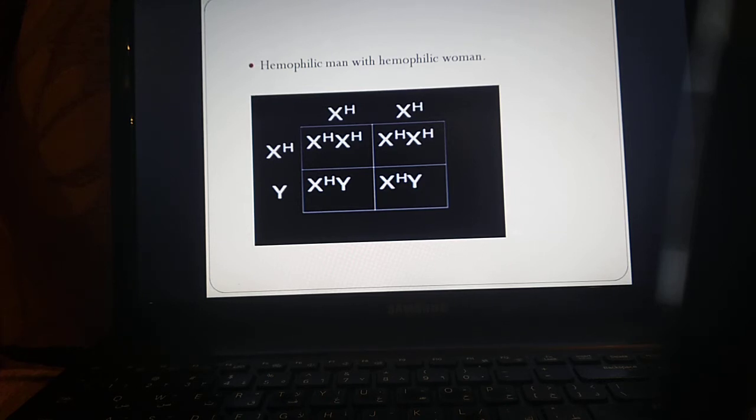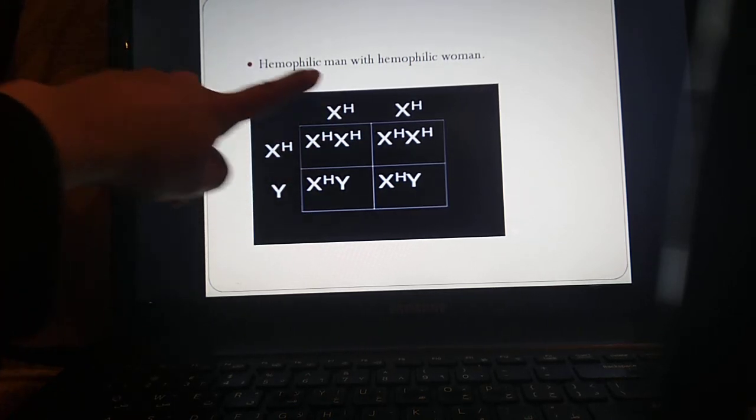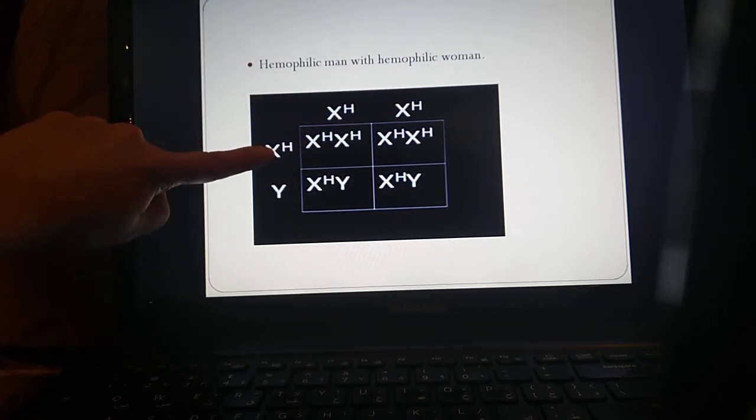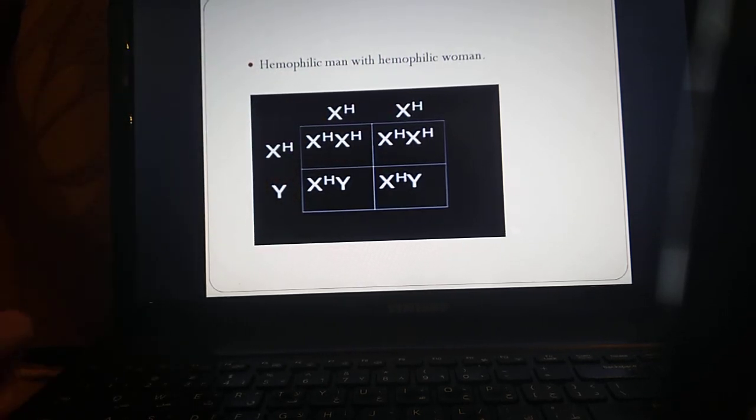Now filling the Punnett square should be simple for you. We put XH with XH here, XH with XH. That means that all the females are hemophilic, okay? Because they have both H letters on their X chromosomes.